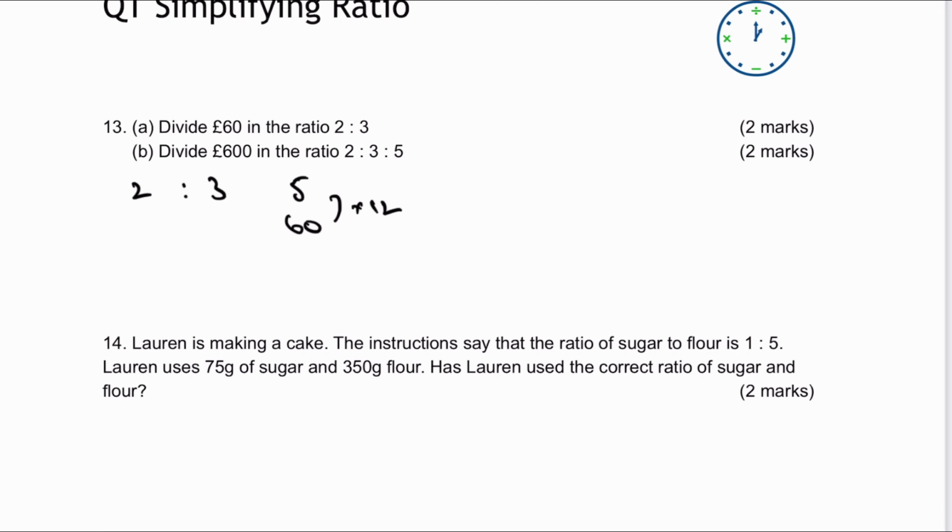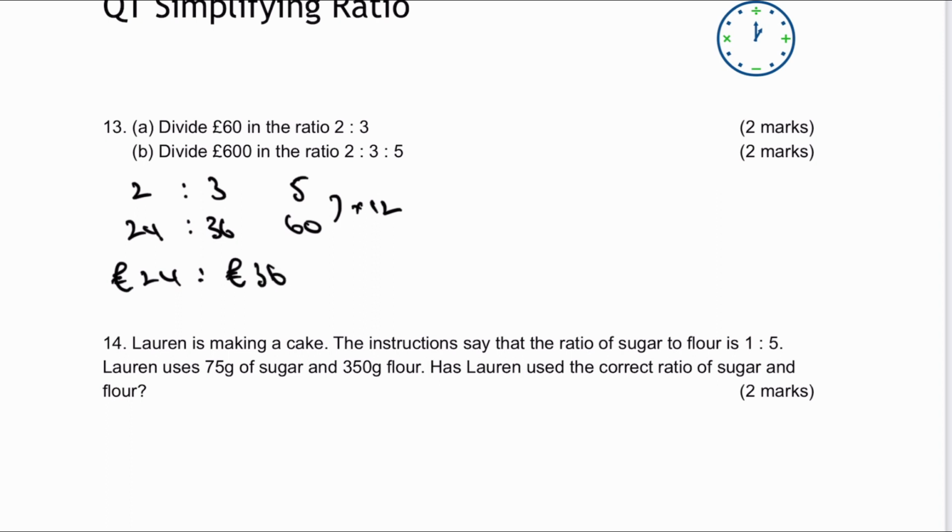So therefore, I'm going to multiply everything by 12. So 3 times 12 is going to be 36, and 2 times 12 is going to be 24. So £60 in the ratio 2 to 3 is going to be £24 to £36.